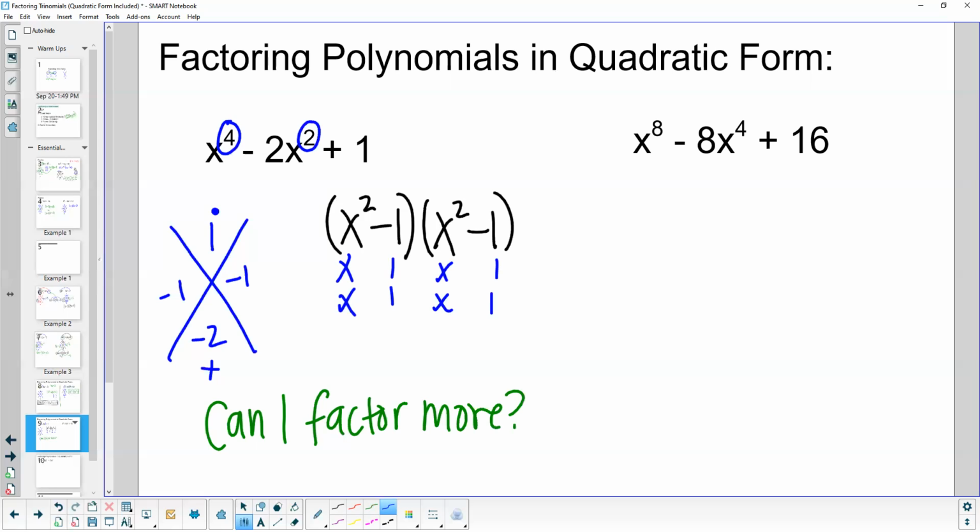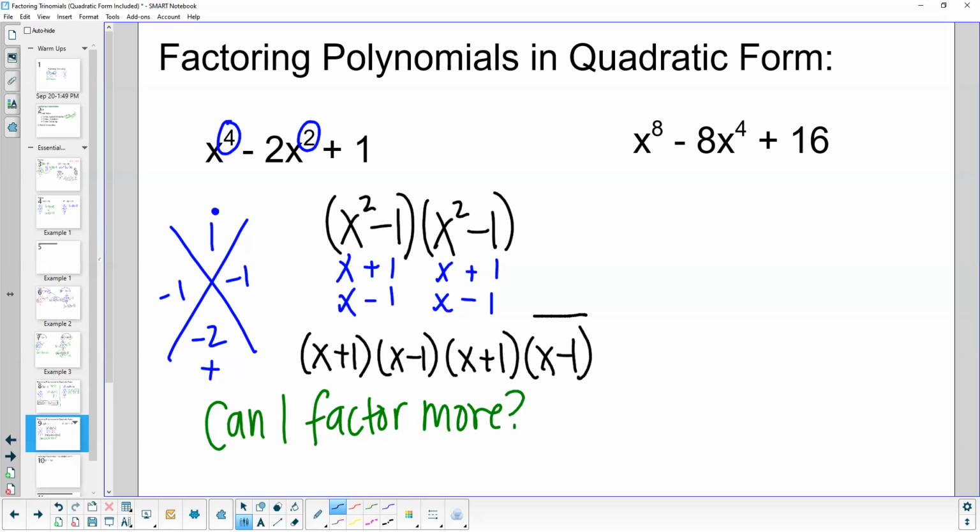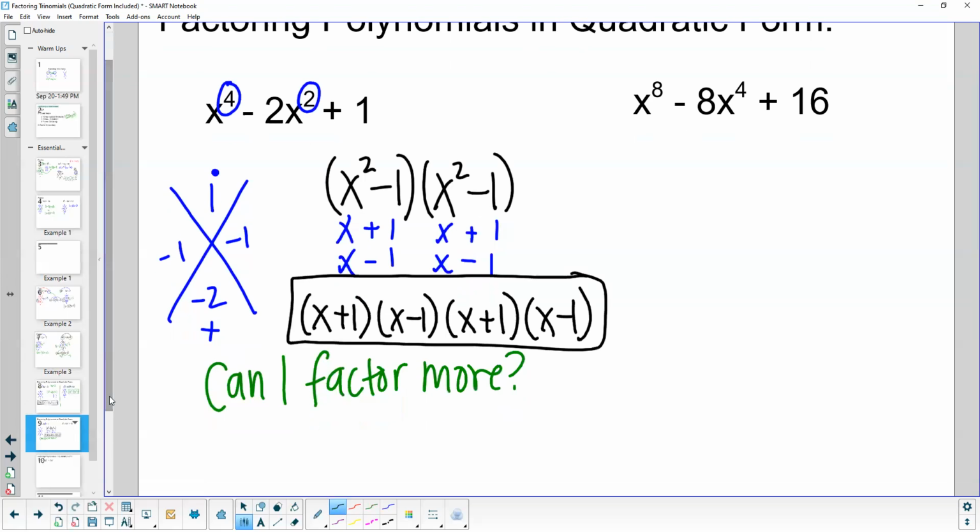Now, because it's a negative, we're going to have a positive and a negative on both of these. So this one actually factors out into x plus 1, x minus 1, x plus 1, x minus 1. Right? So we broke it all the way down from there. And this one is as factored as it gets. Now, some people will actually write this using exponents. So you could also write this as an x plus 1 squared and an x minus 1 squared if you wanted to. I don't know if that's any simpler than the one up above in the box, but you can do it that way.